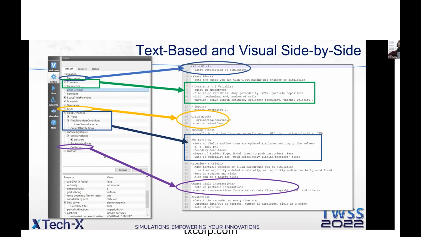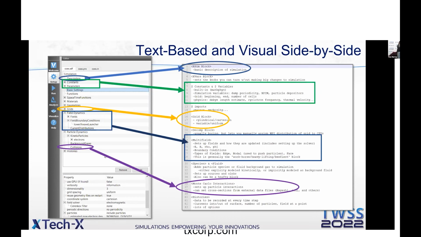Just to provide a side-by-side comparison, the description in the SDF matches up with the description in the .pre. Your constants and parameters blocks show up in the same location. You can find a grid block. So everything basically goes from that visual into this macroized text file, and then this eventually gets built into a readable form for Vorpal, our computational engine.